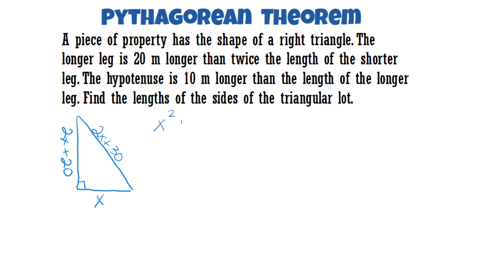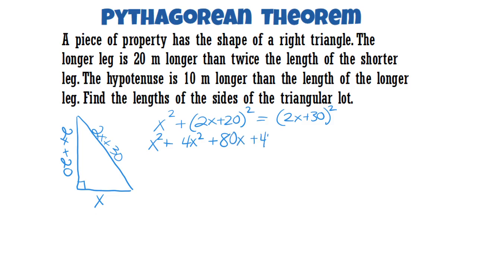One leg squared plus the other leg squared is equal to the hypotenuse squared. So x squared plus, square the first term, multiply the 2 and double it, square the last term. Then we do it again: 4x squared, so 60x can turn into 120x plus 900. All righty.